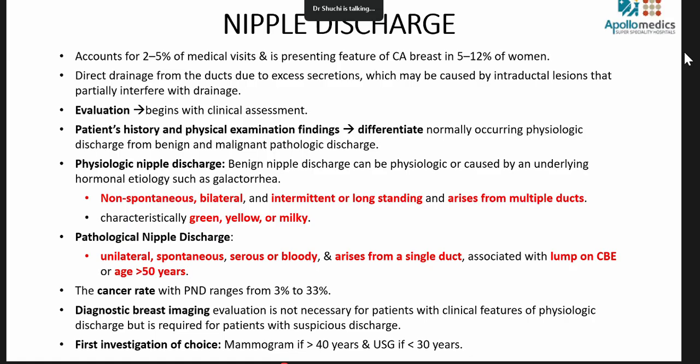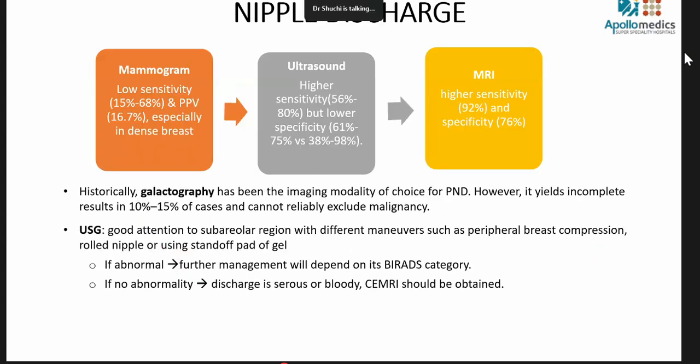Diagnostic breast imaging evaluation is not necessary for patients with clinical features of physiological discharge, but is required for patients with suspicious discharge. The first investigation of choice is mammogram above 40, ultrasound below 30, and for 30 to 40, again first ultrasound if needed, followed by mammogram. Mammogram has low sensitivity and positive predictive value in nipple discharge, especially in dense breast. Ultrasound has higher sensitivity but lower specificity. MRI has very high sensitivity and specificity, so you can go for an MRI, but obviously never directly. MRI is never the first modality of choice.